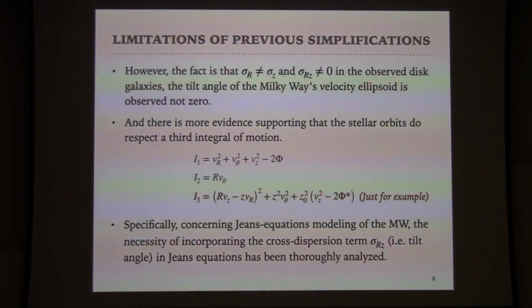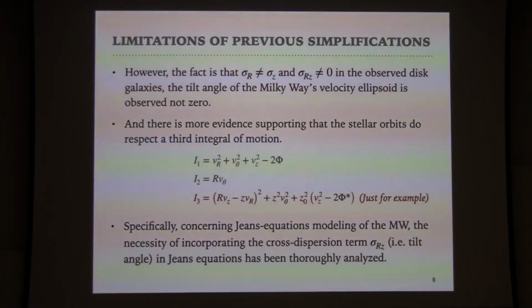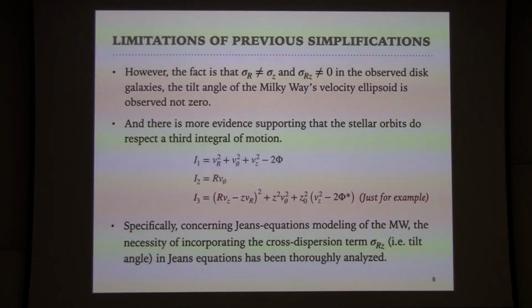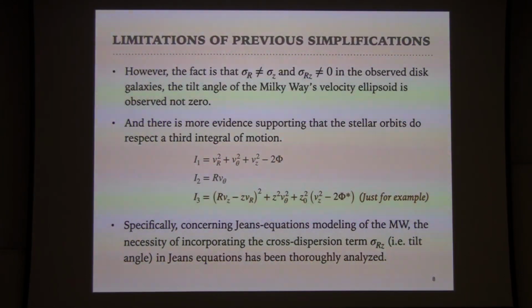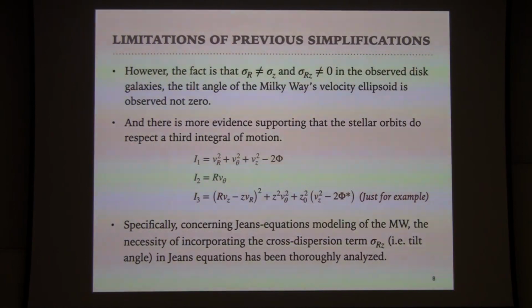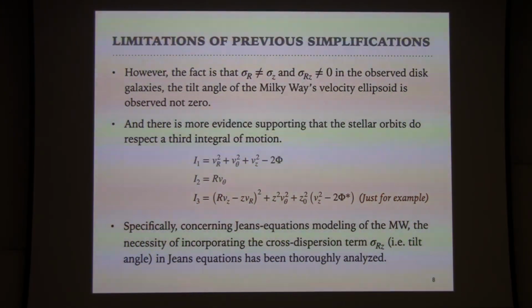As we all know, for decades, sigma R and sigma z, representing the radial and vertical velocity dispersions, are not equal in the observed galaxies. And also sigma Rz, which represents the correlation between radial and vertical velocities, is not zero. Furthermore, there is increasing evidence supporting that stellar orbits respect a certain integral of motion. This is just an example, because this integral of motion makes an analytic expression, which brings an additional challenge to this already complex problem.